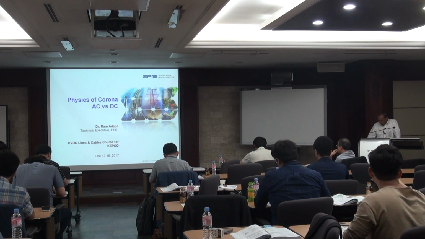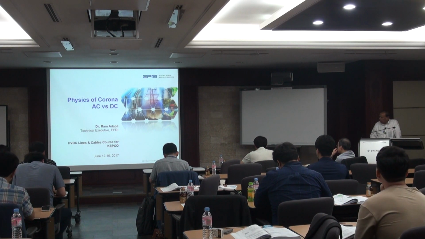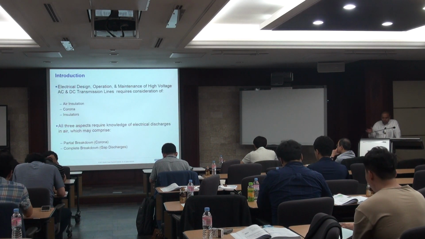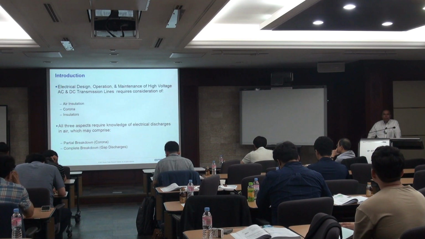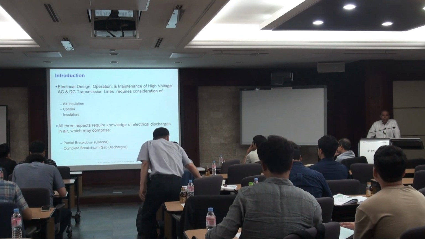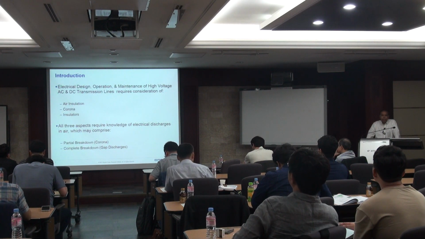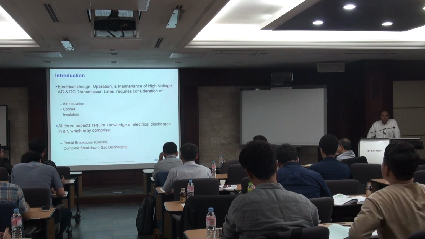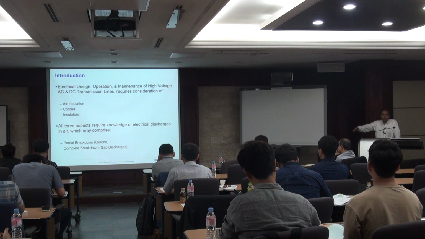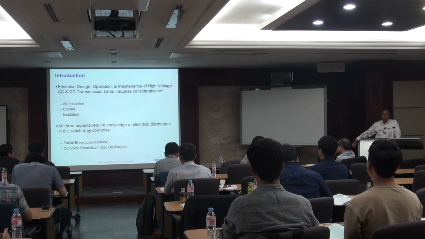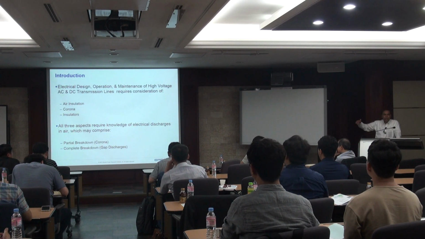Okay, so what does corona mean? Let's start with that. Some of you might be aware of this, but some of you may not. First, why do we even need to worry about this term called corona? When you are designing high voltage AC and DC transmission lines, there are 3 things you need to worry about. The first is air insulation. Air insulation means you have an overhead conductor and a ground, and the air in between is the air insulation, the air from the conductor all the way to the ground.